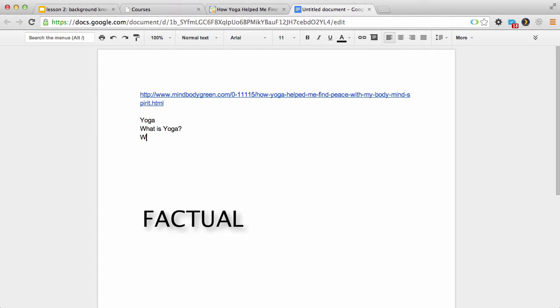The second one is, where does yoga come from? A factual question. So I'm asking things that I'm wondering about. How old is yoga? Like, I don't know, is it from 10 years ago, 100 years ago? How old is yoga? So these are my 3 factual questions. Now I'm going to come up with 2 non-factual questions.